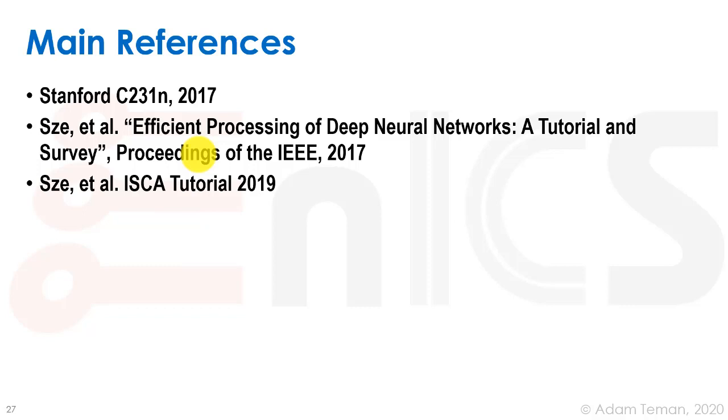She also wrote a tutorial about it called Efficient Processing of Deep Neural Networks: A Tutorial and Survey, which was published in the Proceedings of the IEEE in 2017. The things I'm going to be talking about are heavily based on those two courses, so you're encouraged to go and take a look at them as well.